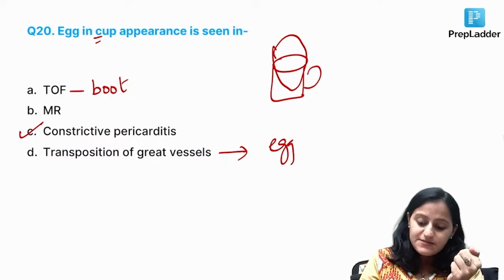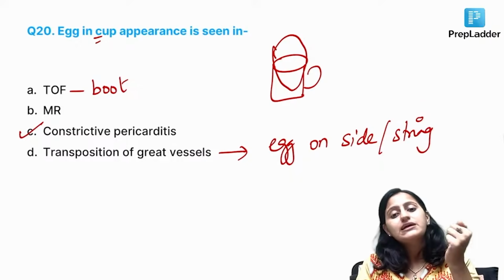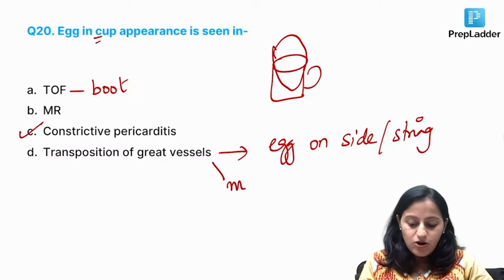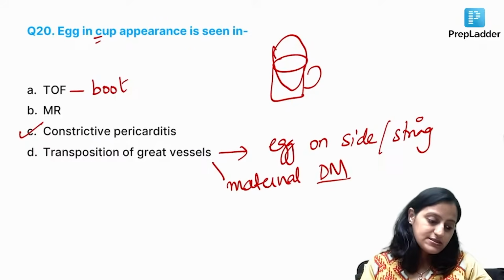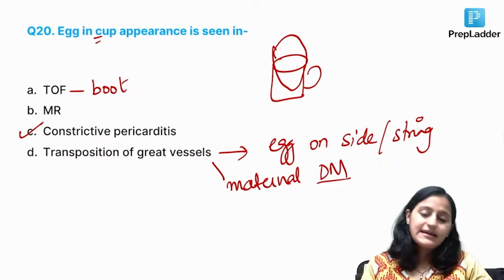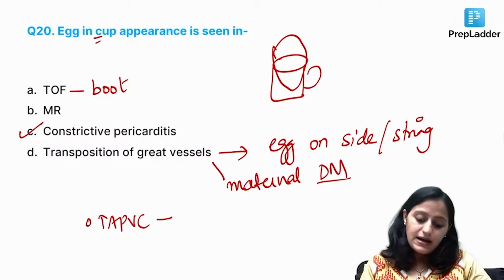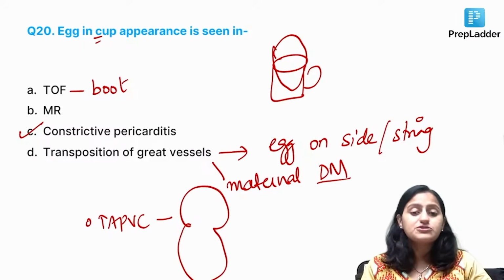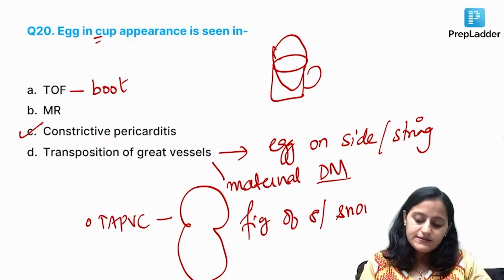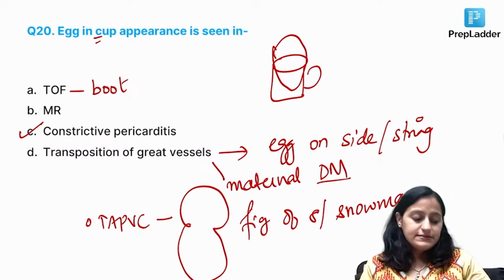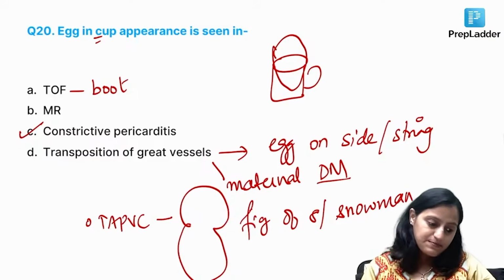TGA, transposition of great arteries. What does it give? Transposition is where you are putting the egg on side, or egg on string appearance. TGA is common when the mother has diabetes. Maternal diabetes, TGA is common. Egg on string, egg on side. Absolutely right. And what do you get in TAPVC? Supracardiac TAPVC. This is the heart. This is supracardiac channel. The figure of 8 appearance or the snowman appearance. Right? The figure of 8 snowman appearance is what you get in supracardiac type 1 TAPVC. Correct.